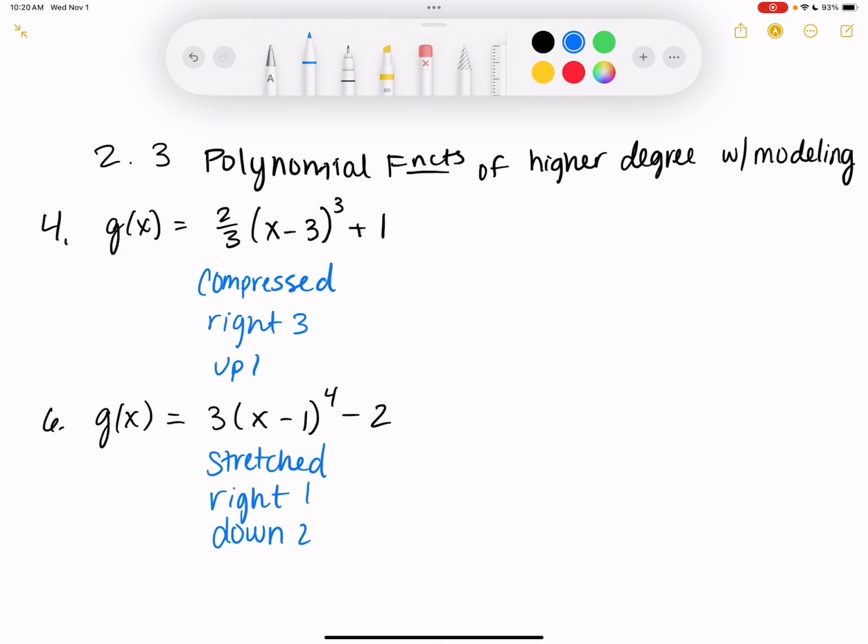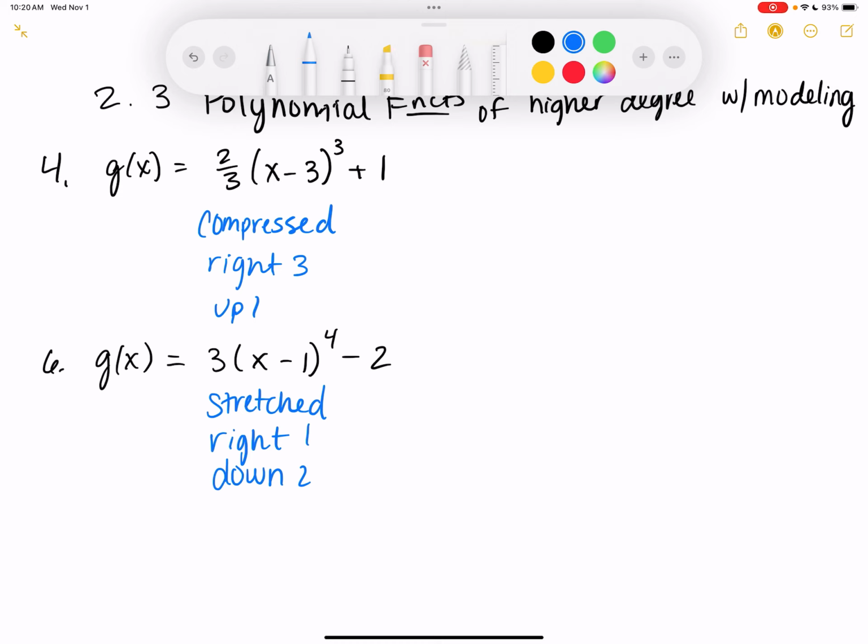Basically, we're looking at what happens as x gets really, really big, as x goes to infinity, and what happens as x gets really, really small, going to negative infinity. So we always look at the highest powered term when we do that, and the sign of the highest powered term, and that helps us to figure it out.